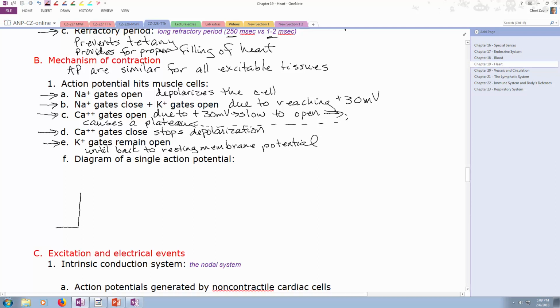Sodium gates open and we get a nice upward spike just like we did with other action potentials. So RMP, resting membrane potential. Let's say up here is positive 30 millivolts. So we get to our positive 30 millivolts and our sodium gates close, potassium gates open, and we get this little spike, but then all of a sudden calcium gates are opened. Calcium gates close, and then we get all the way back to our resting membrane potential, and we do it all over again.